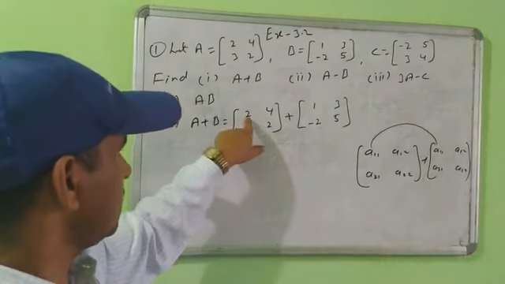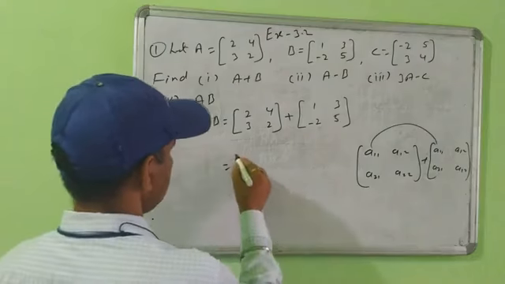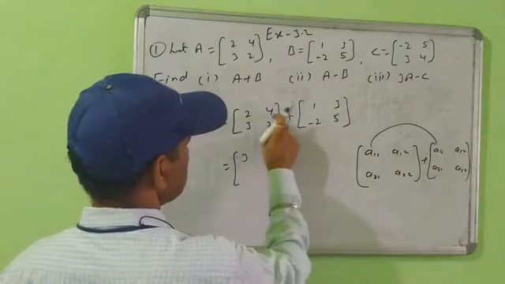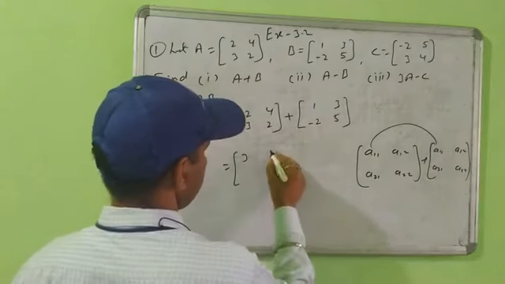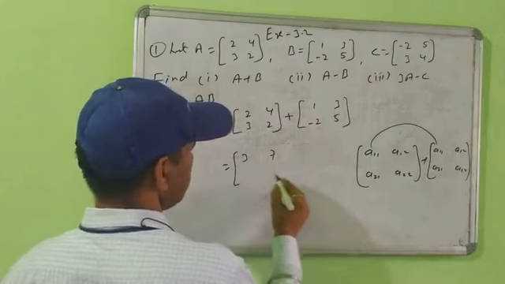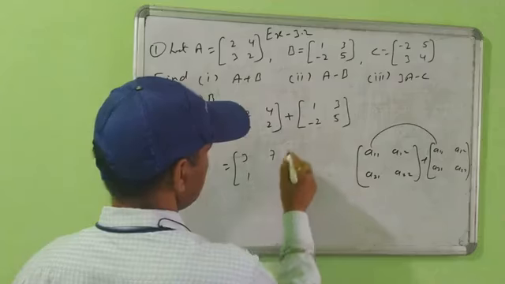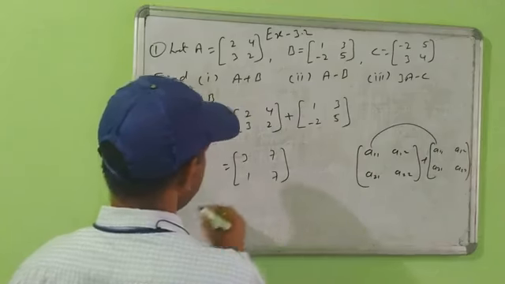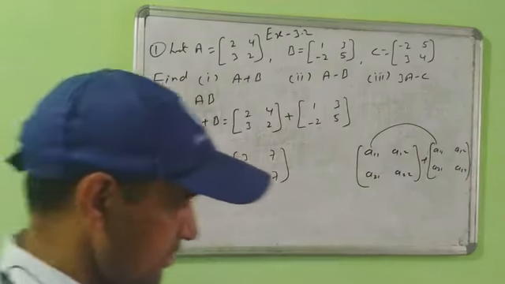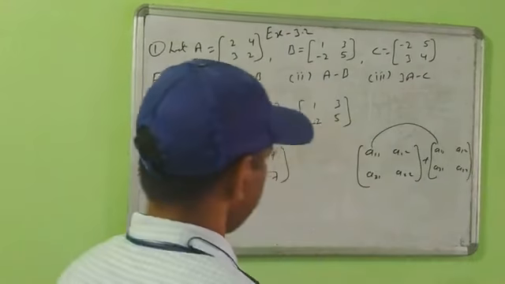The first is 2 plus 1 is 3. 4 plus 3 is 7. 3 plus minus 2 is 1, and 2 plus 5 is 7. This is your answer, A plus B. This is your addition of the two matrices A plus B.